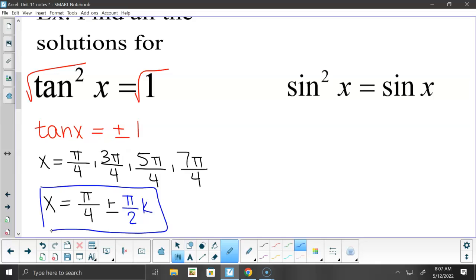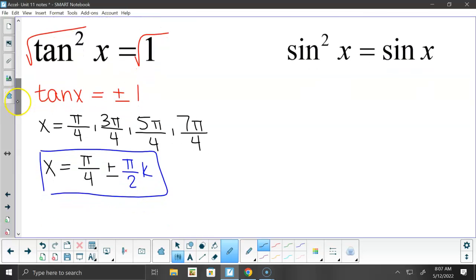All right, you want to try the sine problem with a neighbor? Yeah, move the sine and then factor. So it would be sine squared of x minus sine of x equals 0.